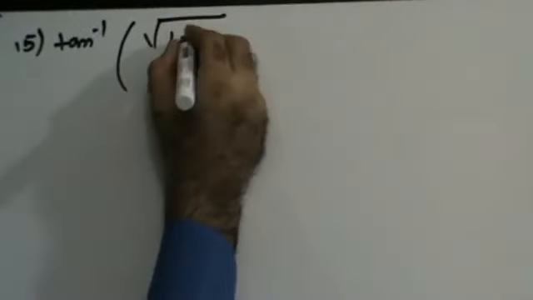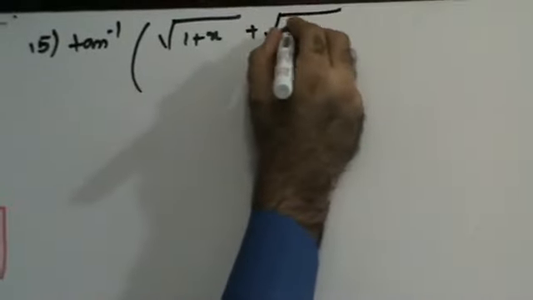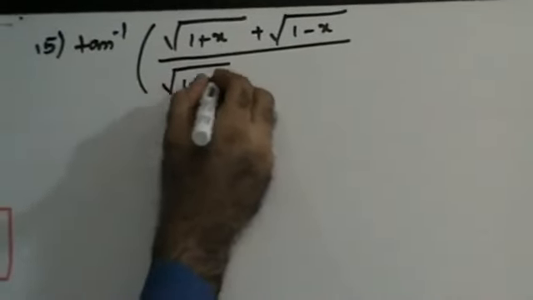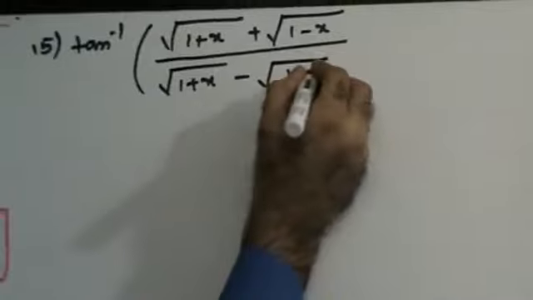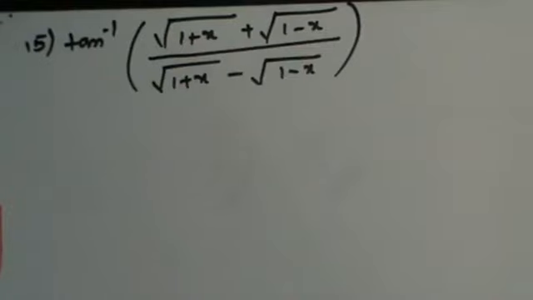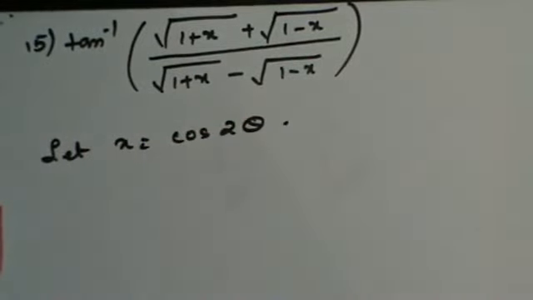Tan inverse of root of 1 plus x plus root of 1 minus x upon root of 1 plus x minus root of 1 minus x. Right? Now, let's assume x to be equal to cos 2 theta. Now before I start with the sum, why did I take cos 2 theta?